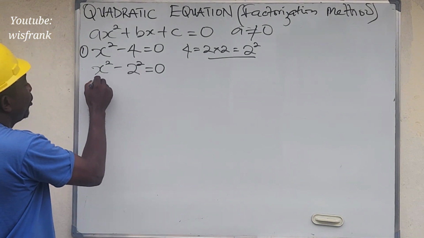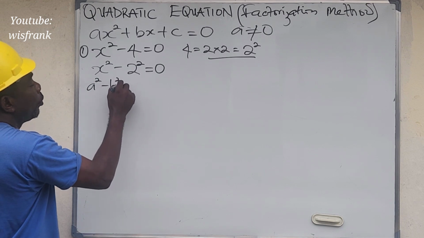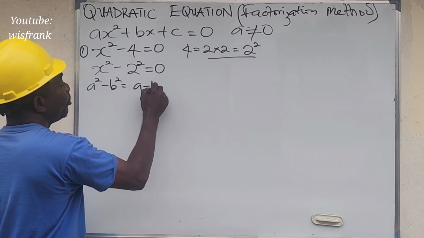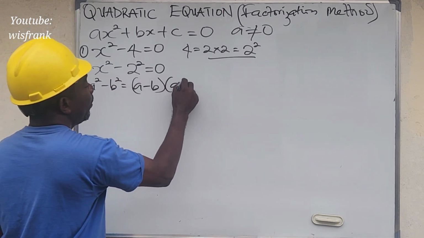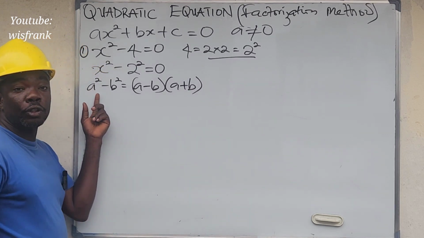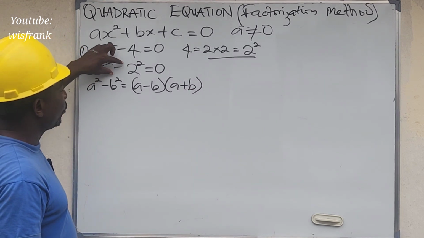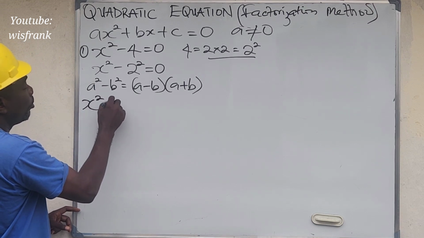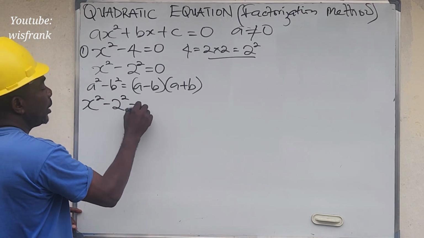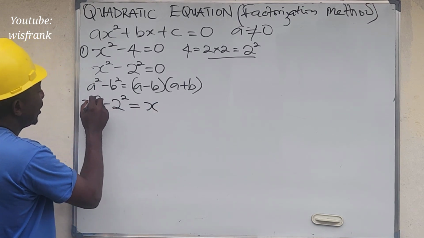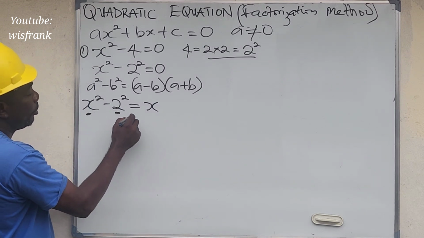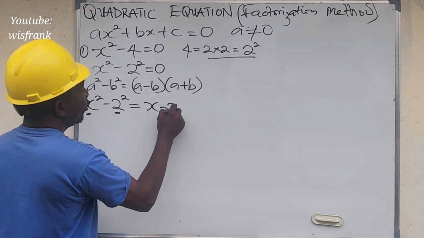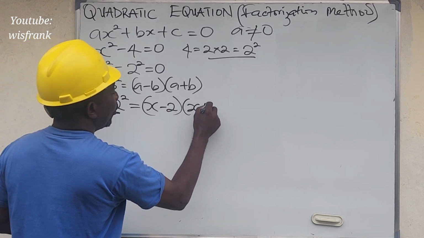This is in the form a to the power of 2 minus b to the power of 2, which equals a minus b all into a plus b. This is the solution of difference of two squares. So we are going to represent this in this format. So we have here x to the power of 2 minus 2 to the power of 2, which is the same thing as, because this is our a and this is our b, x minus 2 into x plus 2.